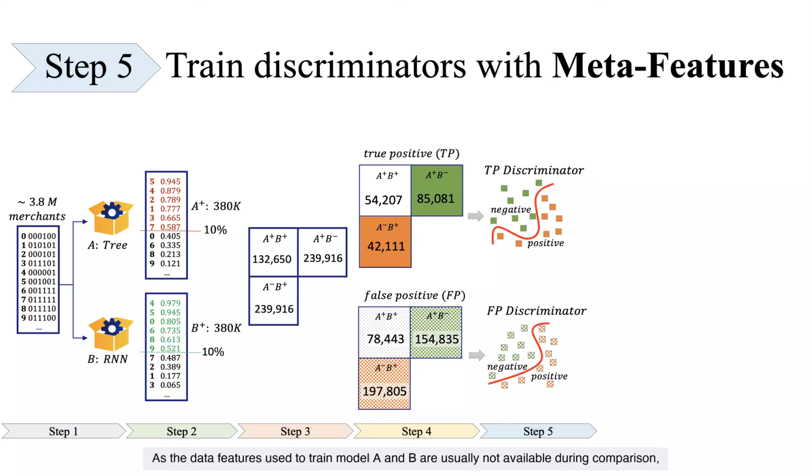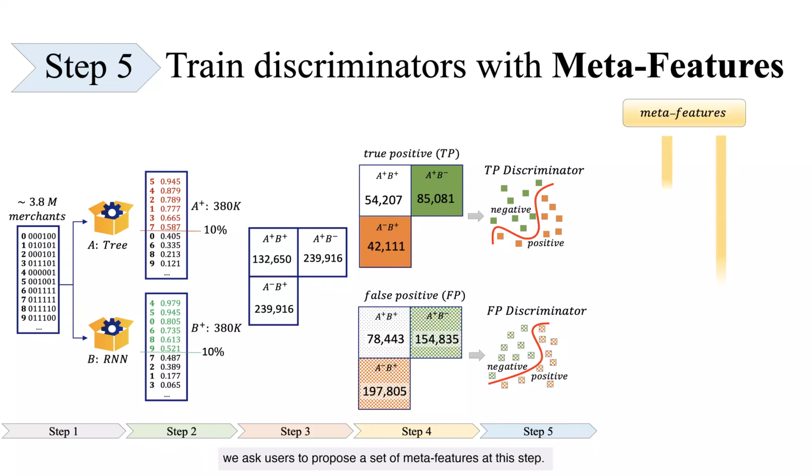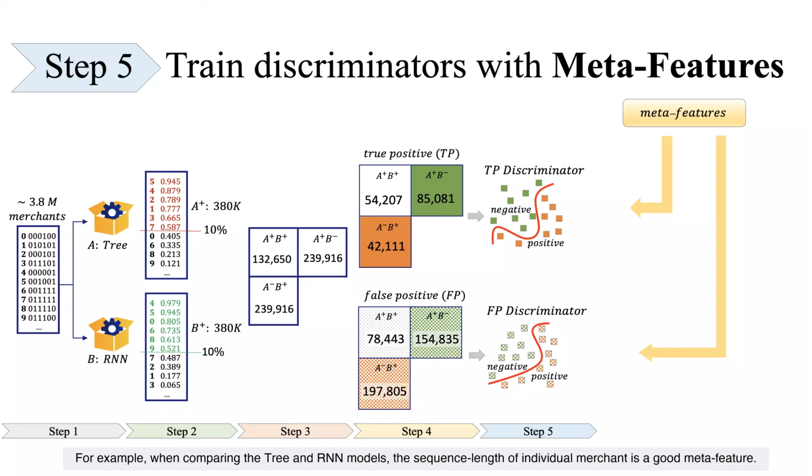The discriminator here is just a binary classifier. As the data features used to train model A and B are usually not available during comparison, we ask users to propose a set of meta features at this step. The meta features can be based on users' prior knowledge on the 2 models. For example, when comparing the tree and the RNN model, the sequence length of individual merchant is a good meta feature. The RNN may behave better on instances with longer sequences or richer sequential information.